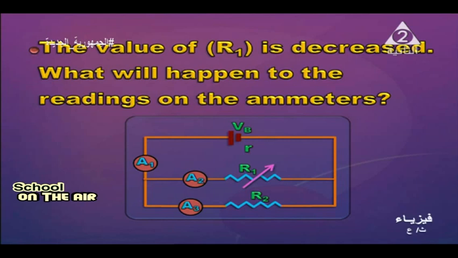Resistance R1 is decreased, total resistance is decreased, current increases through the battery, A1 increases. Terminal voltage decreases. It is the voltage across R2, so A3 should be decreased. The question now, A1 increased, A3 decreased. How come? A1 is equal to A2 plus A3, so A2 must be increased. So A1 increased, A2 increased, A3 decreased.